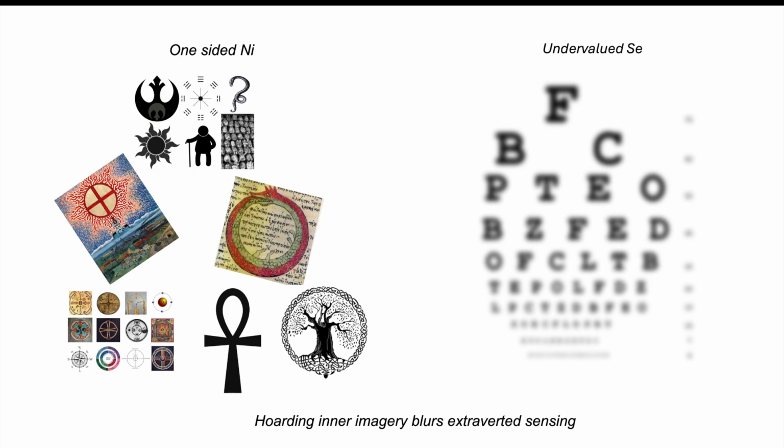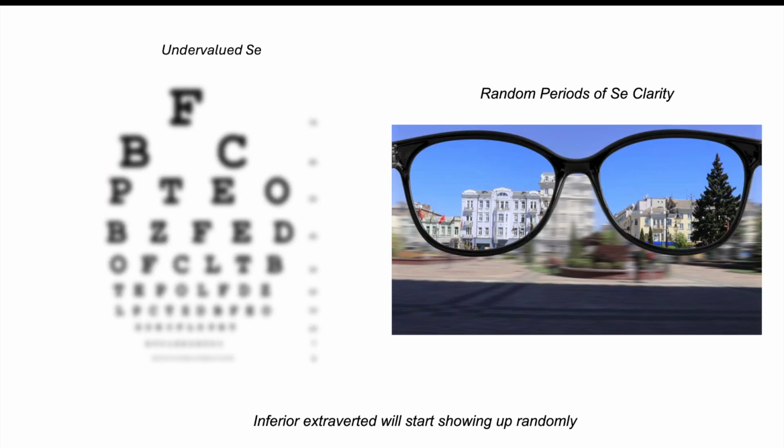When you're hoarding all these inner images, that might not be how it feels to you, but you might be blurring or dulling your actual extroverted sensation, or how you're engaging with the real world. All right. So what happens is that your inferior extroverted sensation is going to start showing up randomly. You'll have these random intense periods of extroverted sensation clarity.